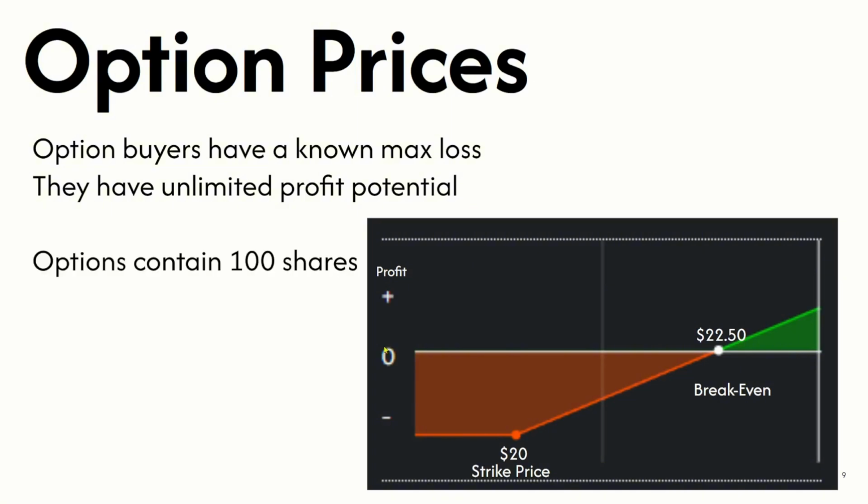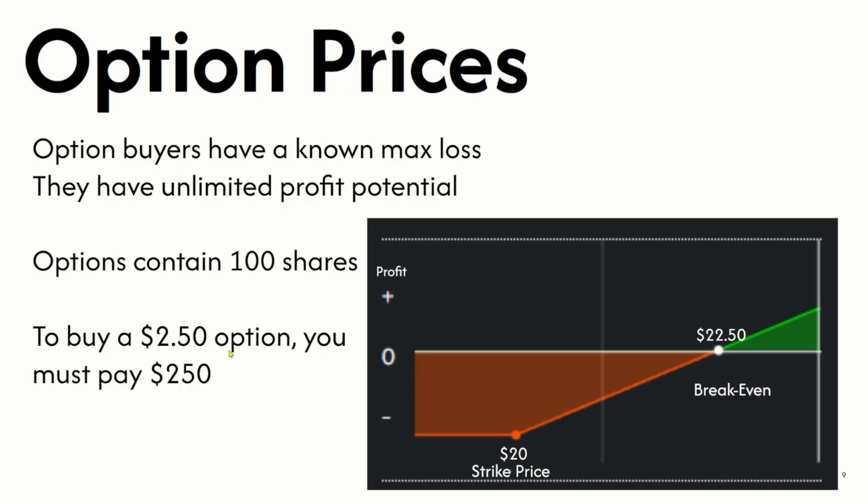An important point to remember is that options contain 100 shares. So in the example we've been using, the option price was $2.50. Well, that is per share. And since options have 100 shares, you must pay $250. So anytime you're dealing with options, you're going to see a price like this where it's $2.50, and in your head, you need to understand that it's going to be 100 times that because you're dealing with 100 shares, which would come out to $250.